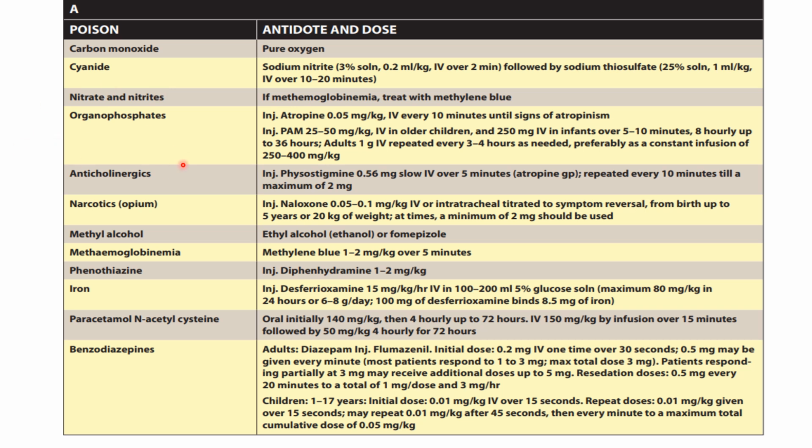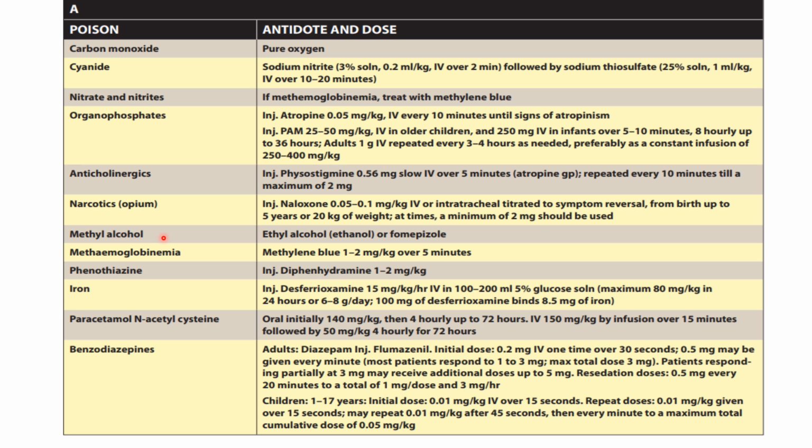Then organophosphates. Organophosphates we can use atropine as well as oximes. Then anticholinergics. Injection physostigmine is usually used. Then regarding this opioid toxicity. So opioid toxicity, what are the symptoms? You can refer to the opioid chapter in the narcotics chapter. So what are the toxicity, how it can be managed.